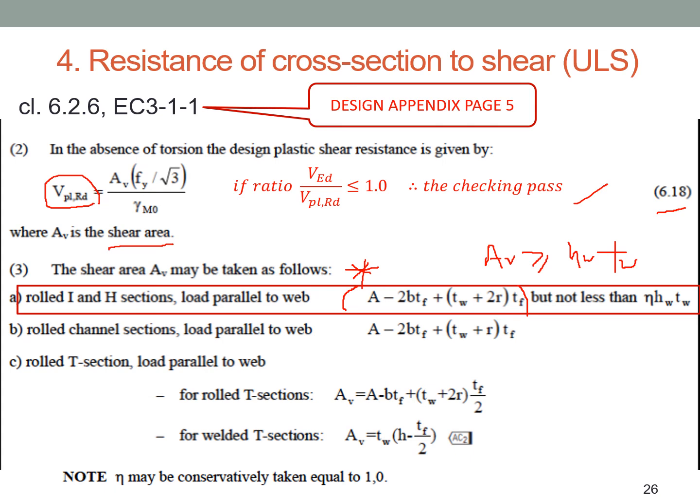hw is the height of the web. And the η value is given here. Take the η value as 1.0. Okay, so you need to take note the A value in the appendix is given in centimeter squared. So you need to change the unit to mm squared, because all the value of the dimension is in mm. Okay, and you substitute the Av value into the equation, then you get your Vpl,Rd.